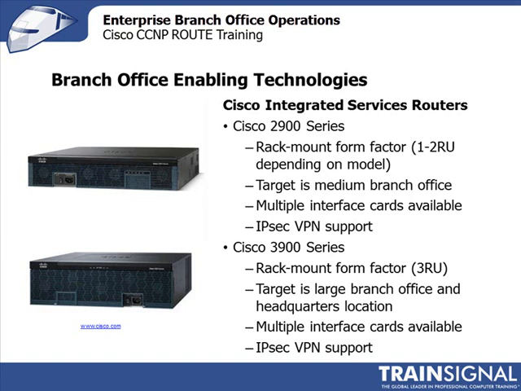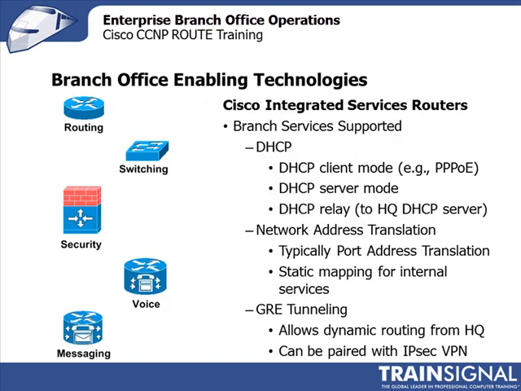Then there's the 3900 series. It's basically a 3 RU unit. It's typically for large branch offices and also headquarters locations. You're going to often see 3900 or ASR 1000s, which is an entirely different discussion. Multiple interface cards, VPN support, a lot of very high-end protocols supported through these devices. The different types of services that these integrated services routers support are pretty vast.